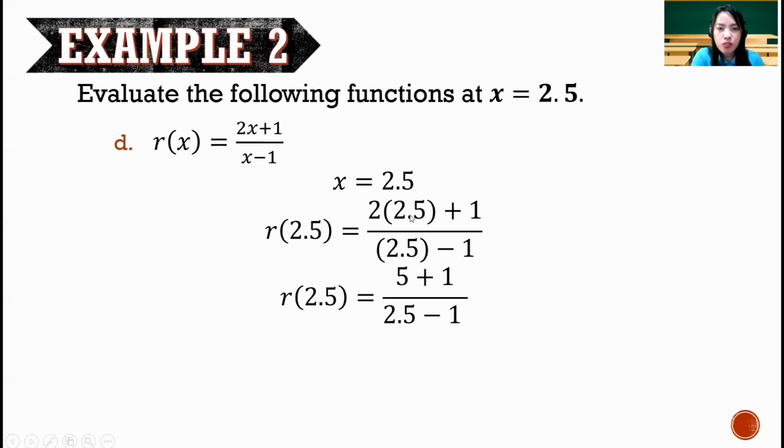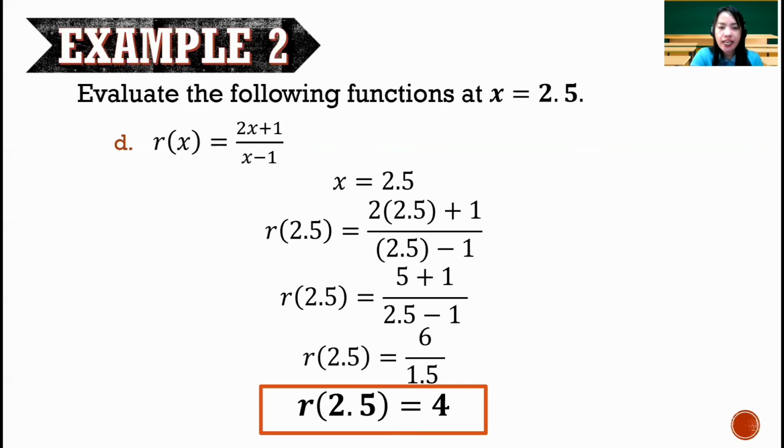Simplify, 2 times 2.5 is 5, copy plus 1, all over 2.5 minus 1. We just remove the parentheses in the denominator. Next, 5 plus 1 is 6, all over 2.5 minus 1 is 1.5. So this is division. 6 divided by 1.5, that is 4. Final answer, we have r of 2.5 equals 4.